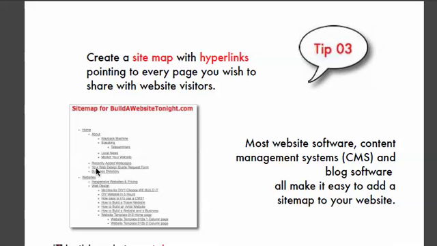Now, there are places where you can go and get a sitemap made online if you don't happen to have that facility in your website builder. Let's go and have a look at that.